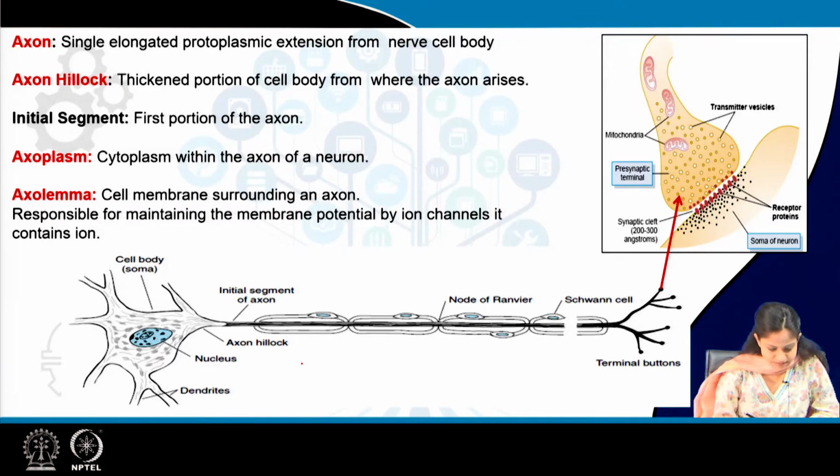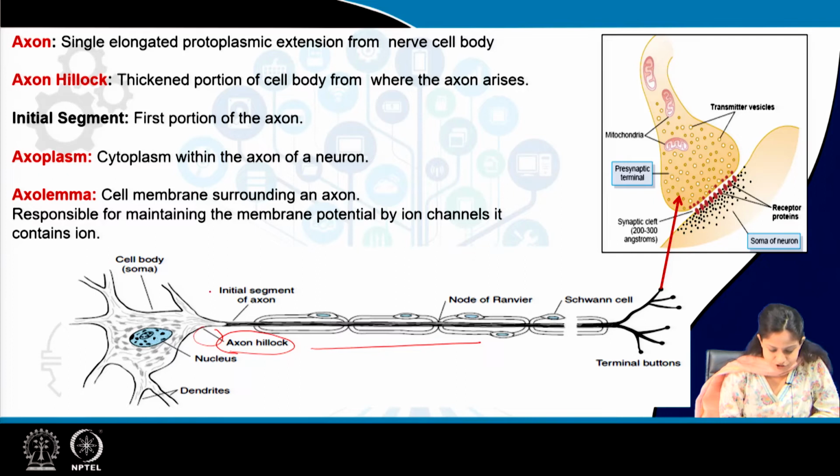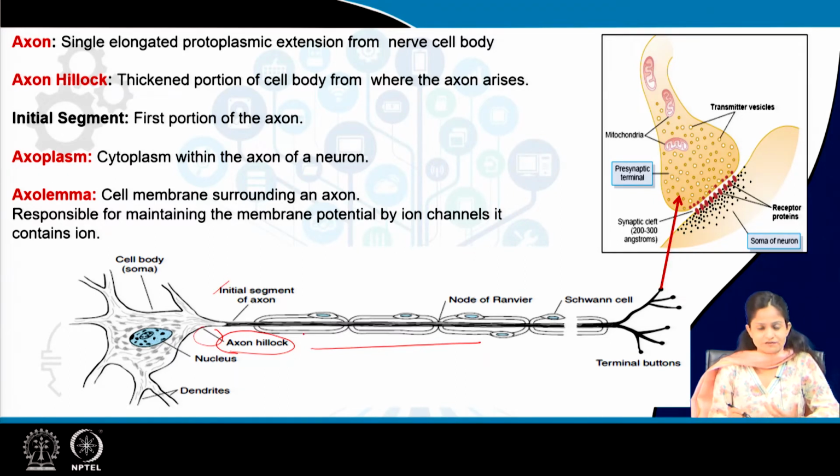As I told you, this is the axon, which is covered by the myelin sheath. The thickened portion from where this axon arises is known as the axon hillock. Now the first segment is the initial segment of the axon. Then we have axoplasm, obviously the cytoplasm of the axon, within the axon of a neuron, and the membrane which covers this axon is the axolemma. This axolemma is very important because it maintains the resting membrane potential of the neuron.